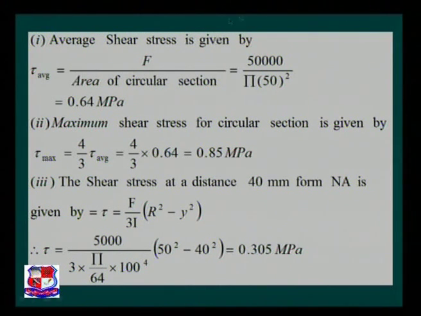Now, average shear stress is given by F divided by area of circular section. F, that is the force which has been given to you, is 5000. Please bear in mind, it is 5000. Next, area of circular section is pi r square, here taken as pi r square, pi into 50 square. Simplifying this very simple equation, we obtain the answer: average shear stress is 0.64 megapascal.